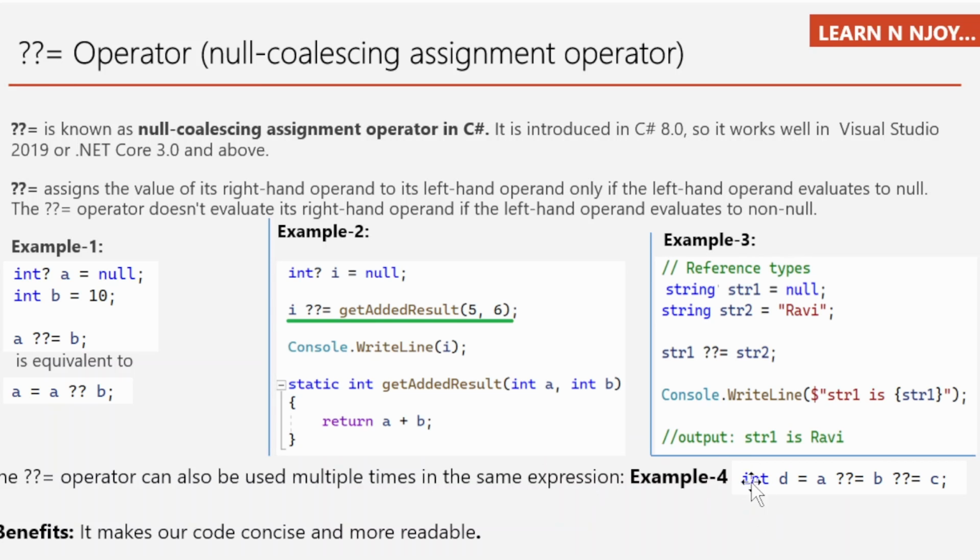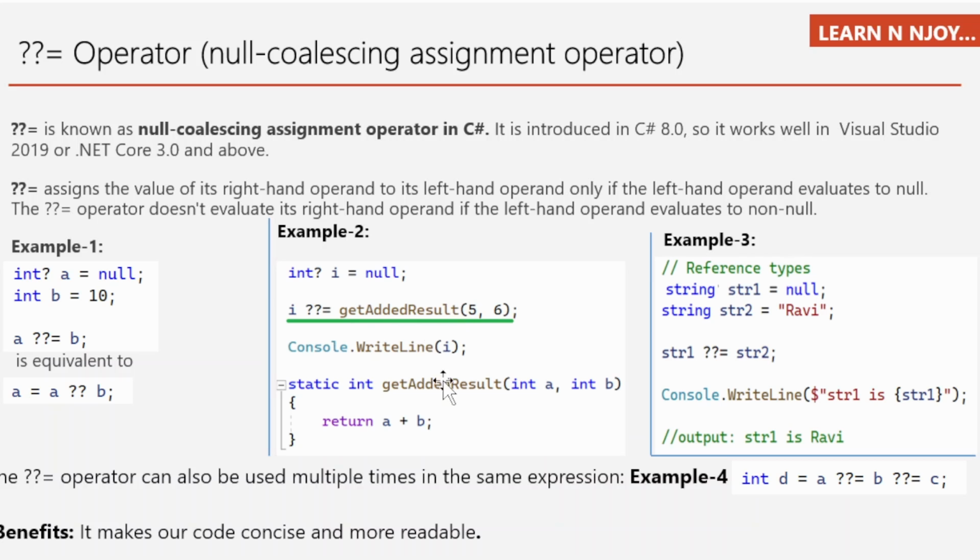If you see example number 4, we are just writing int d is equal to a ?? = b ?? = c. So in this fashion, we can use nested null coalescing assignment operators, right? Okay, so example number 2, int? i = null, i ??= GetAddedResult.